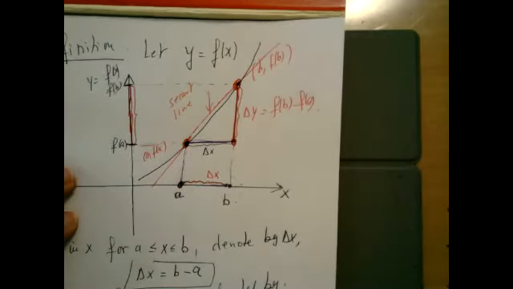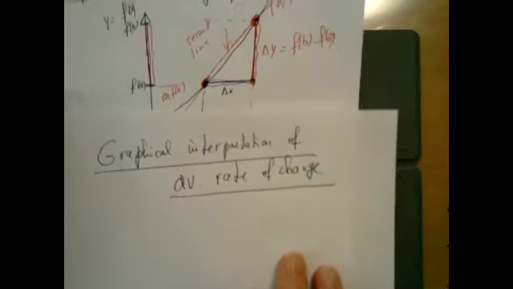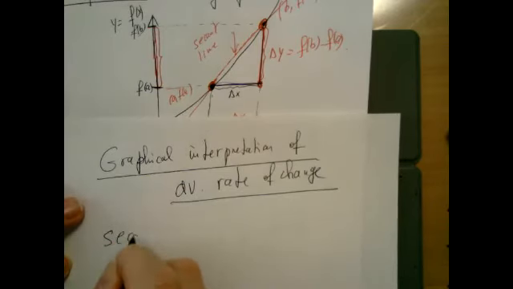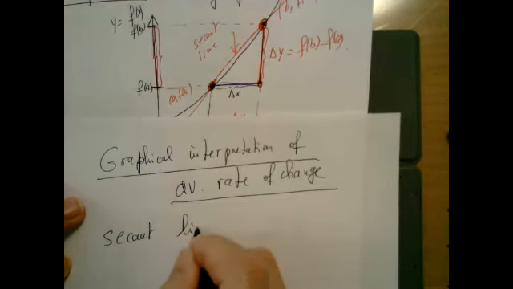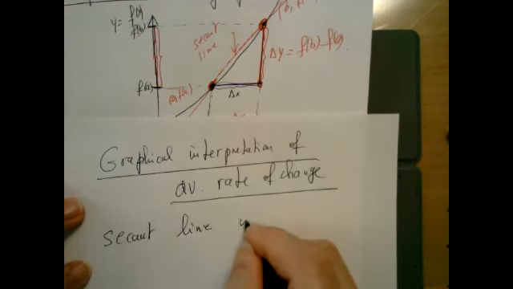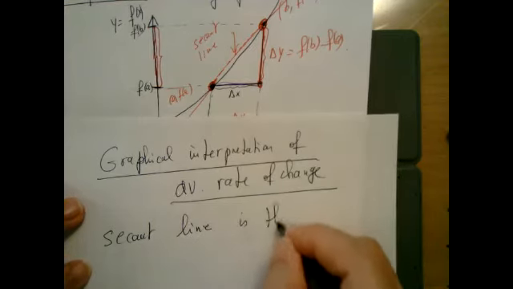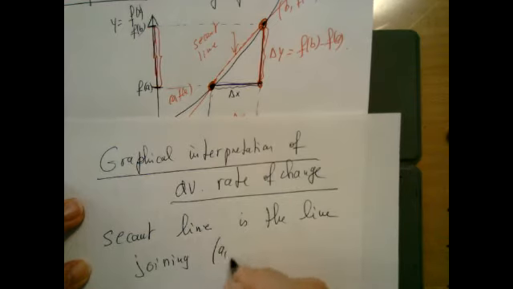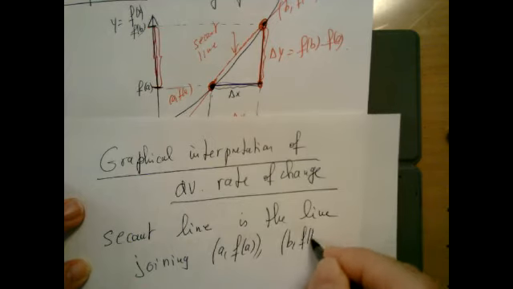So the secant line is the line that joins, on a graph, the 2 points A, f of A and B, f of B. It's the straight red line that you see.